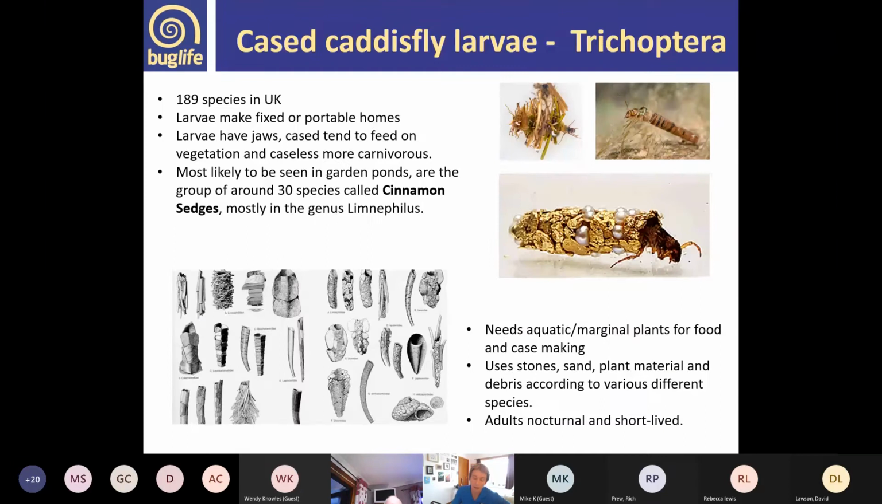The cased caddisfly larvae. There's 189 species of caddisfly in the UK. The cases are constructed from assorted material and aid in species identification.